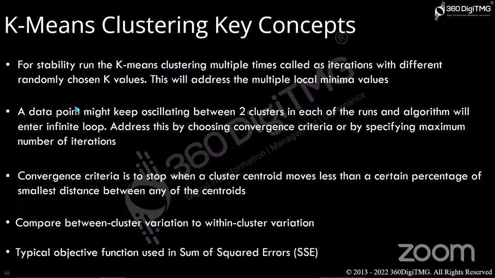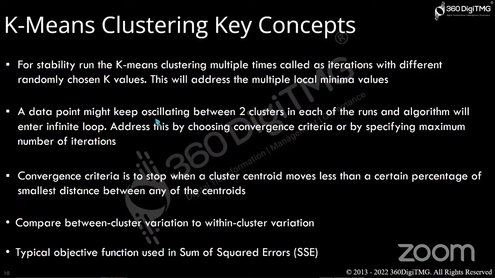Then we might also find this infinite oscillating point, a data point that might keep oscillating between two clusters in each run of this iteration. In each iteration, it will move from one cluster to another cluster, and keep on jumping between the clusters. So we are not able to decide in which cluster this data point might belong. The algorithm might enter an infinite loop due to this case.